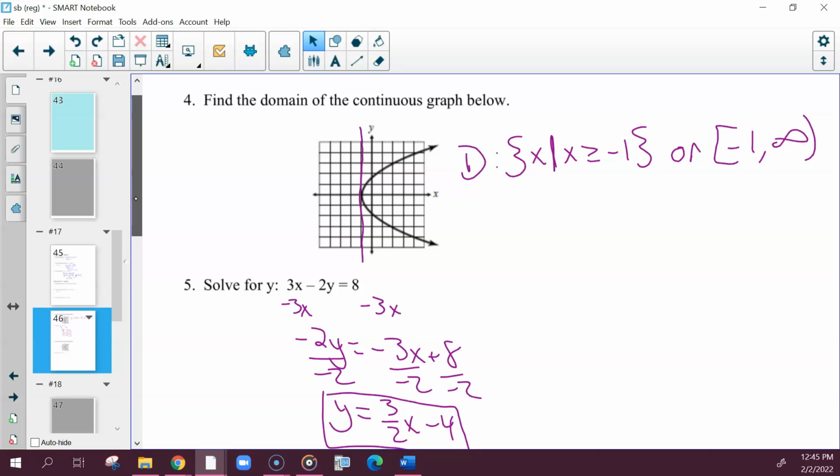So either of these notations would be fine. X is greater than or equal to negative 1, or negative 1 to infinity, where negative 1 has a square bracket because it would be included.